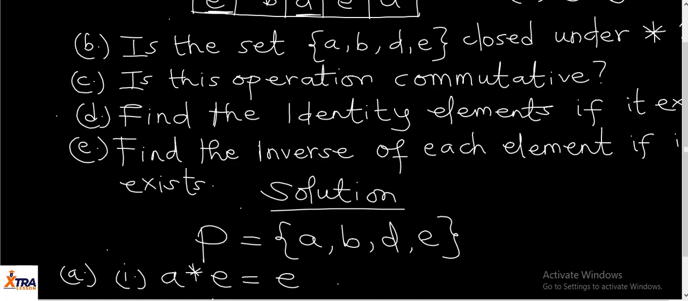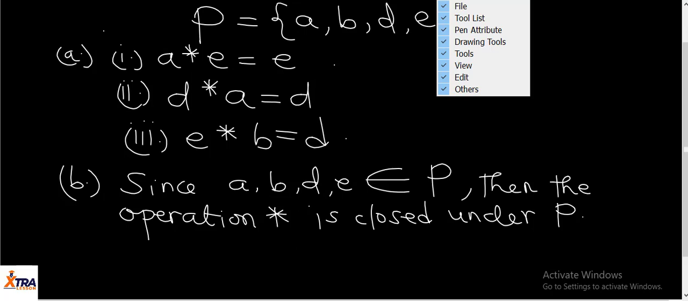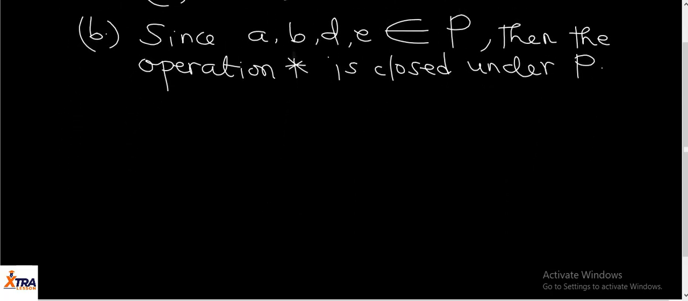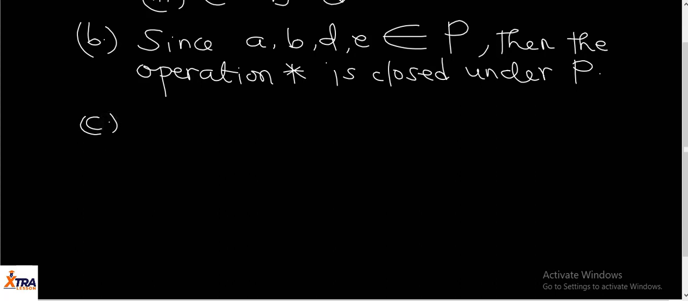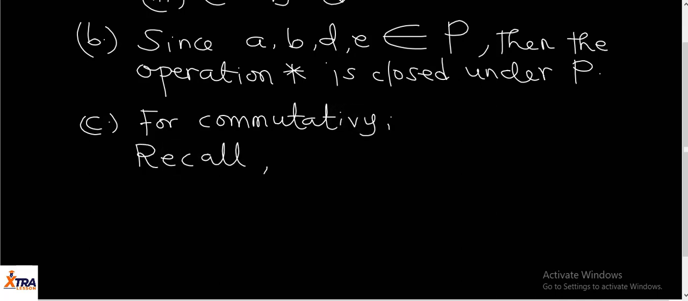We have section C. We ask, is this operation commutative? Now, determining commutativity from the table is a very easy process. First of all, we need to be able to identify the formula we use to express commutativity. For commutativity, recall that when we consider a particular A operation B, it should give us B operation A. That is, they should give us the reverse of each other.